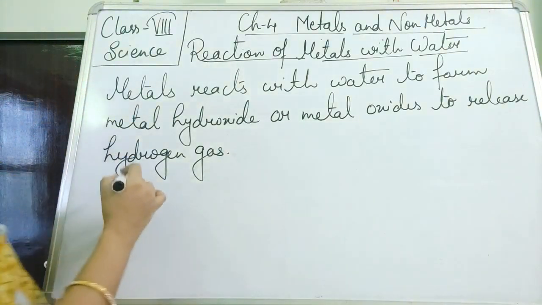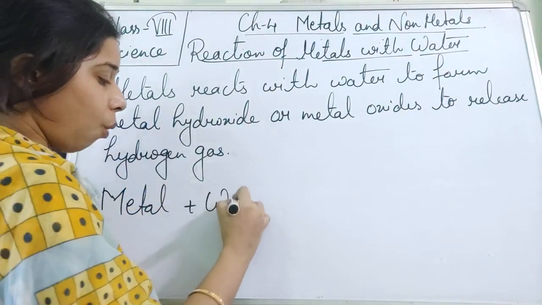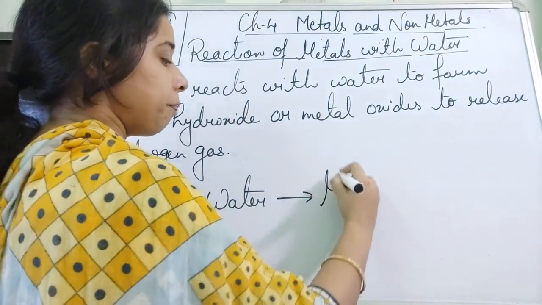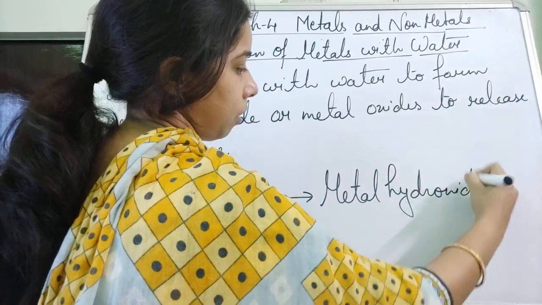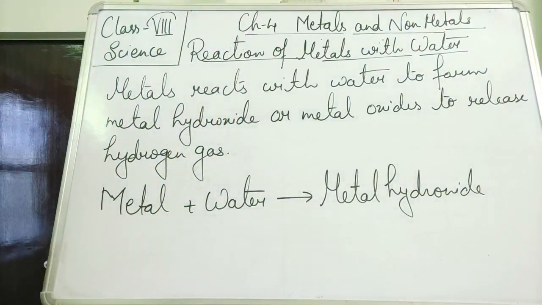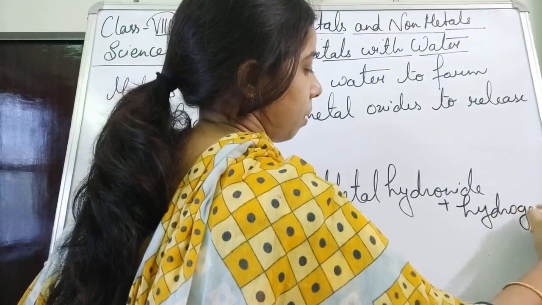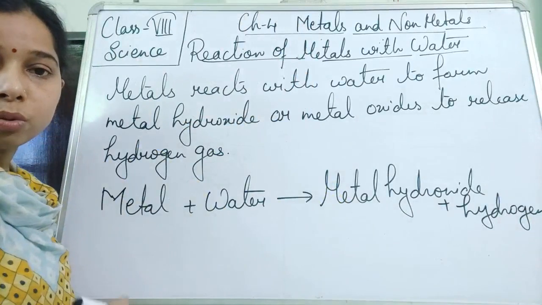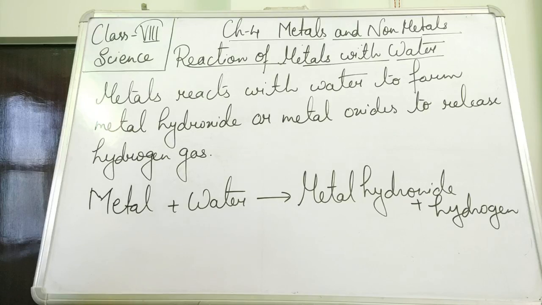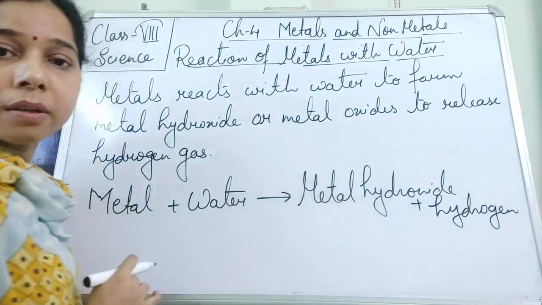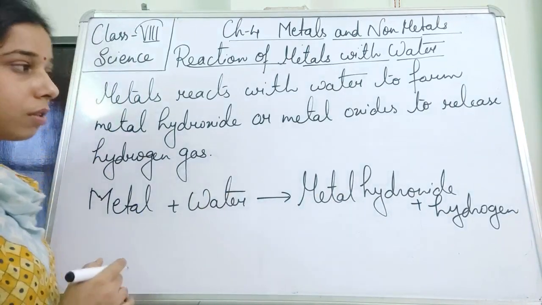Let me write for you the common reaction for every metal. When the metal reacts with water, there is a formation of metal hydroxide plus hydrogen. Metal hydroxide plus hydrogen is released, students. So the metal reacts with the water and forms the metal hydroxide, students.